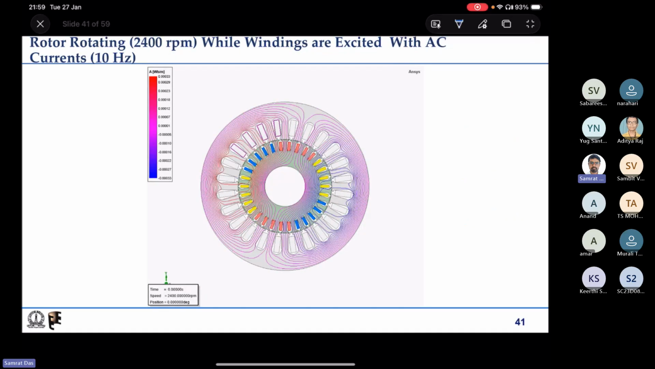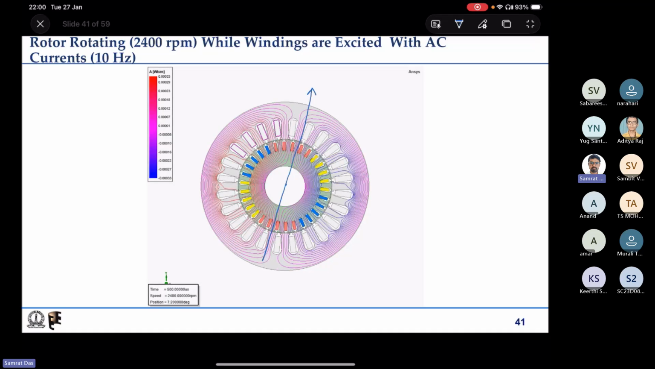Now what happens if we run the rotor? Say if we run the rotor at 2400 rpm, while the windings are excited with AC currents, what will happen? Let us try to see. Here there are two things that you need to notice. Initial magnetic field is here, and it is actually at the middle of the R phase conductors. R phase conductors, there are 5 conductors, so it is exactly passing through the middle conductor, the middle slot of those 5 slots which are occupied by the R phase conductors.